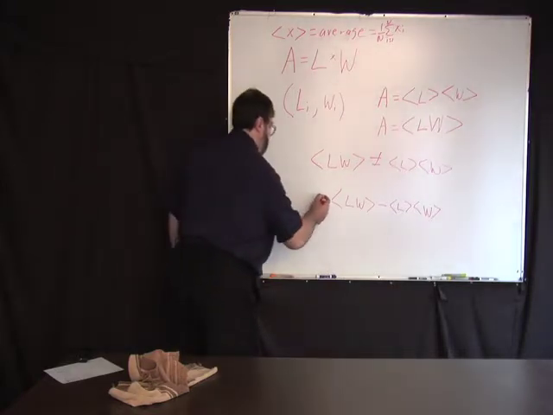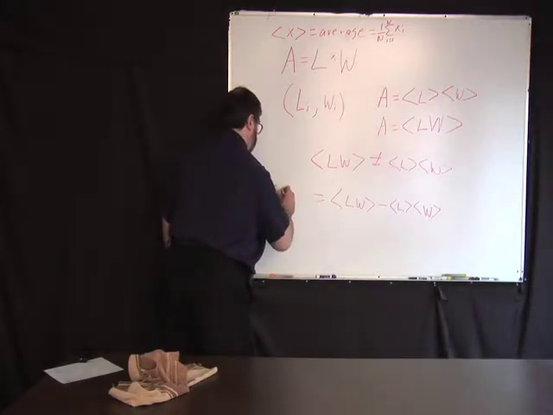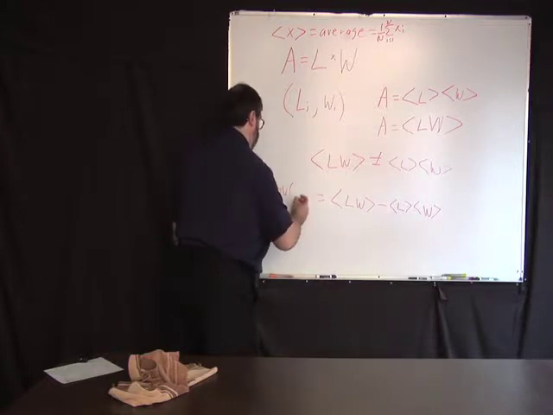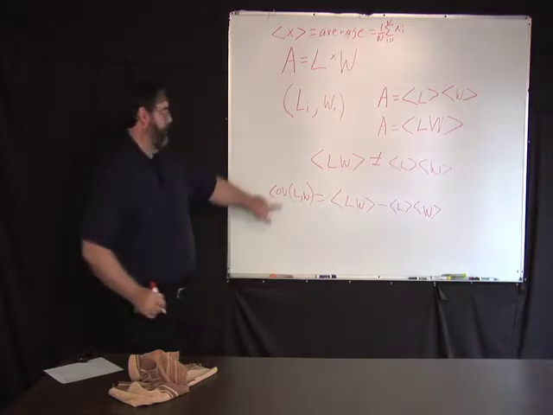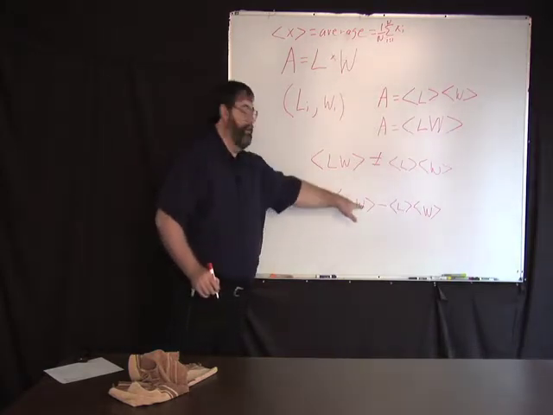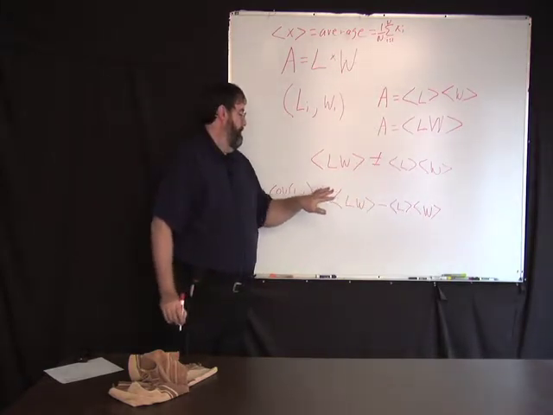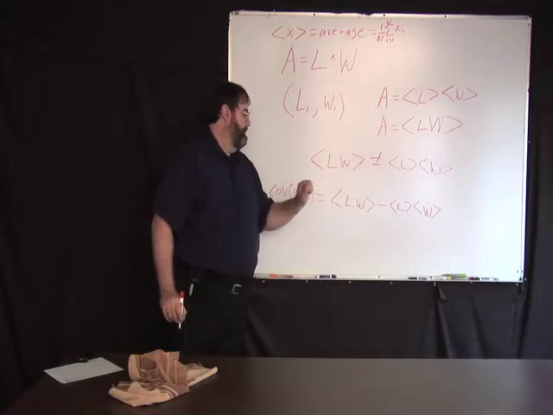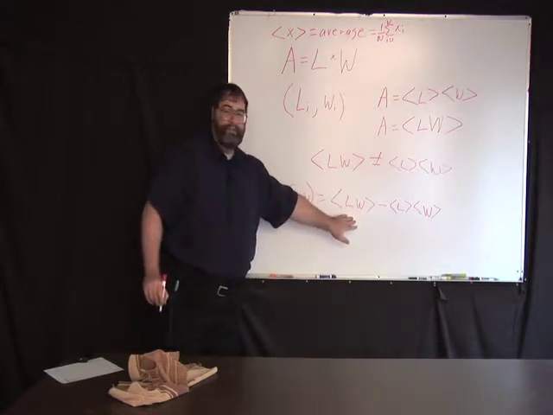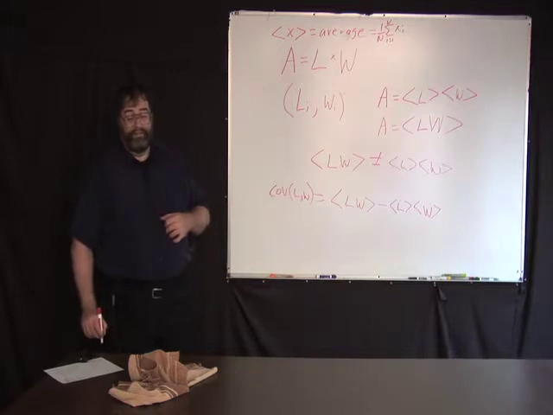Well, this thing is called the covariance of the length and the width in this case. So covariance, this is what's called the covariance. It's a measure of how the two variables vary together as opposed to separately.